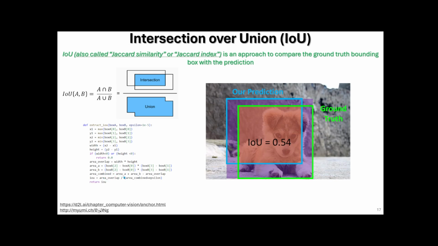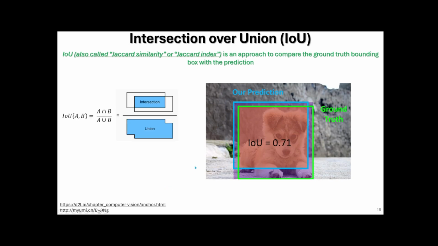So the total area will be area A plus area B, but that will count the overlap area 2 times, right? Because the overlap area is added 2 times. So you subtract it 1 time, so that it's exactly this particular region plus this particular region plus whatever is outside. Then you have the intersection, which is the overlap area here, and you have the combined area plus some epsilon for the division by zero issue. You just do this, which is this formulation here, and you get the IoU score.